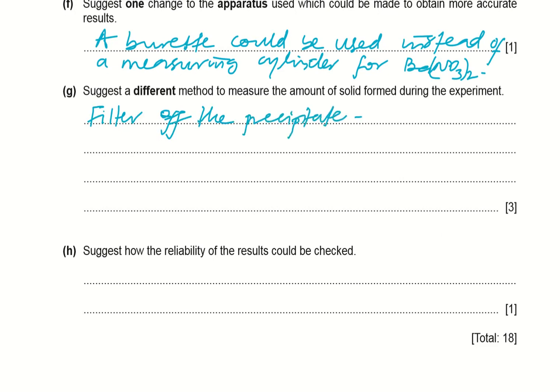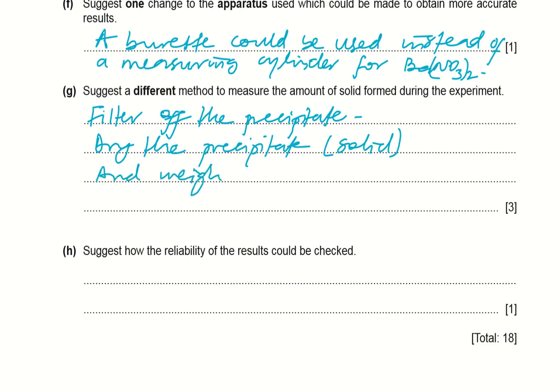Okay, after filtration, then you can dry the precipitate. That's the solid. In this case, it's the solid. Dry the precipitate and weigh. Then of course you can record your mass. Okay, so that's one way to do that. You can see three powerful steps there: filter, dry the precipitate, and of course measure the mass of the precipitate.